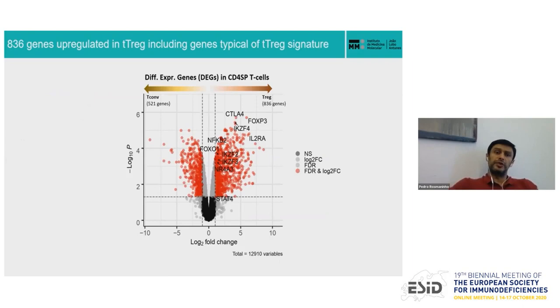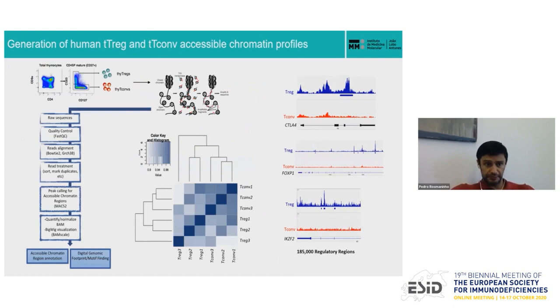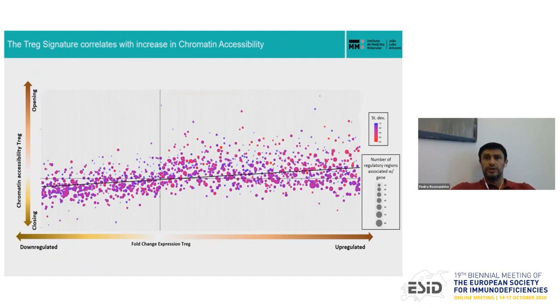From this expression profile, we obtained a list of the 836 genes that are upregulated in thymic Treg, including genes typical of the thymic Treg signature, such as FOXP3 and CTLA4. Furthermore, we also generated the accessible chromatin profiles of both of these populations. Interestingly, we observe that the thymic Treg expression signature correlates with an increase in chromatin accessibility in this same signature.